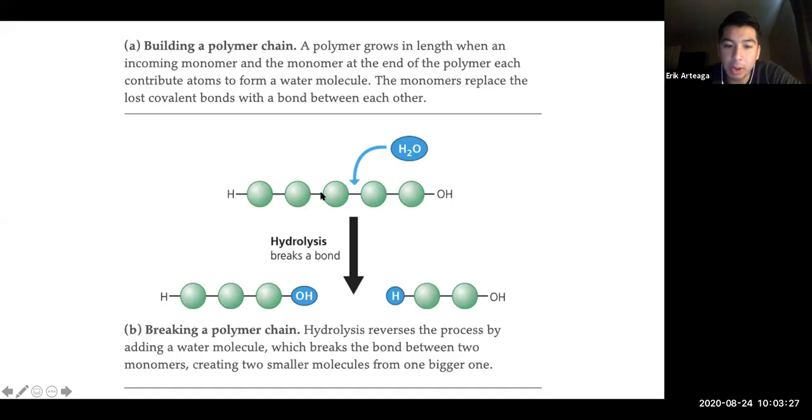There's also breaking of a polymer, and this is done with hydrolysis. So breaking a polymer chain, hydrolysis reverses the process by adding a water molecule, which breaks the bond between two monomers, creating two smaller molecules from a bigger one, right? So think of this as breaking down the starch, breaking down the glycogen, right? You add water to clip or break down or rip off those individual monomers, or break down the polysaccharide or whatever that molecule is, okay?